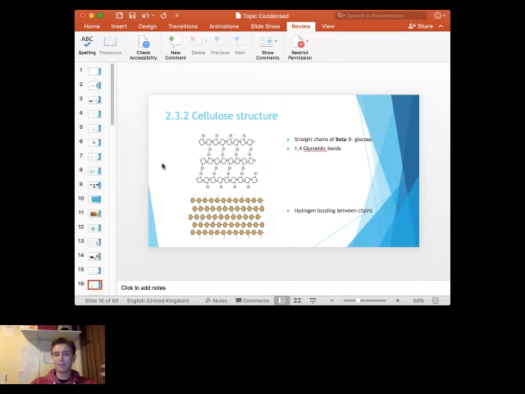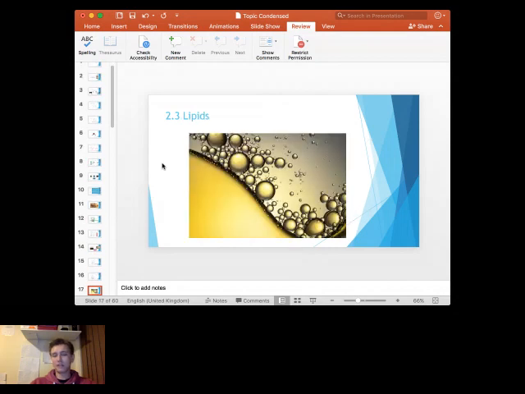Okay, so you have to be able to describe the starch and glycogen structure as well as the cellulose structure. And that's it for carbohydrates. So any questions here before I move on to lipids? Nope. Okay, fantastic.